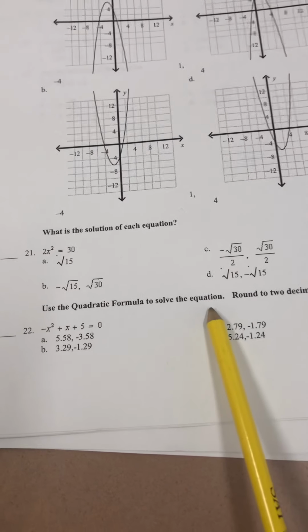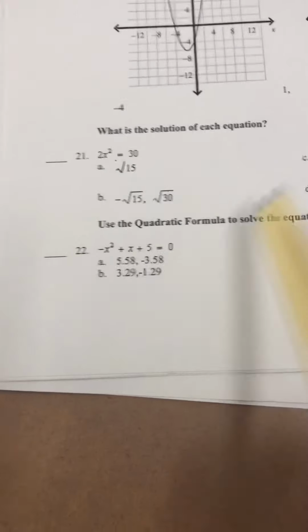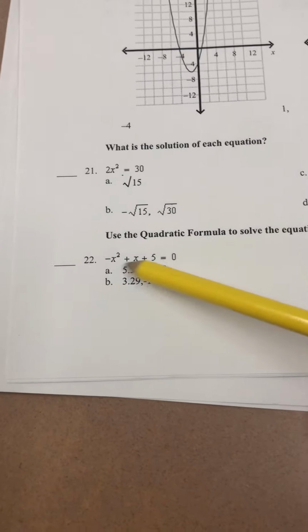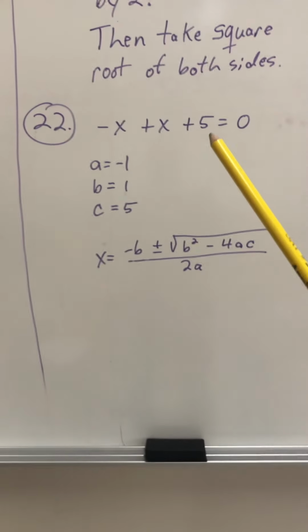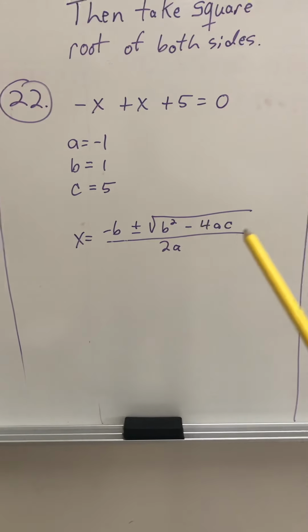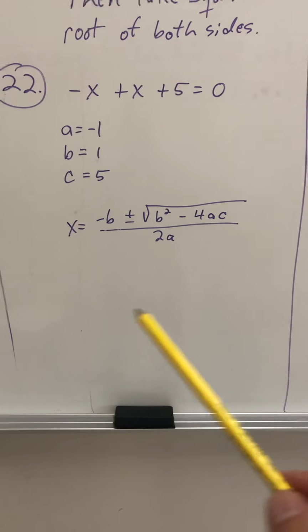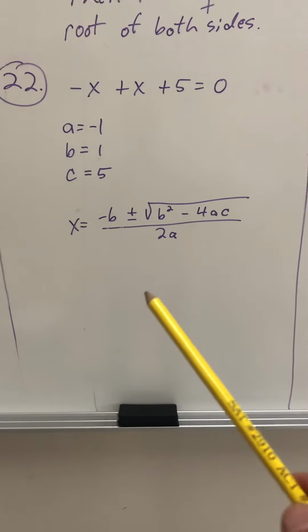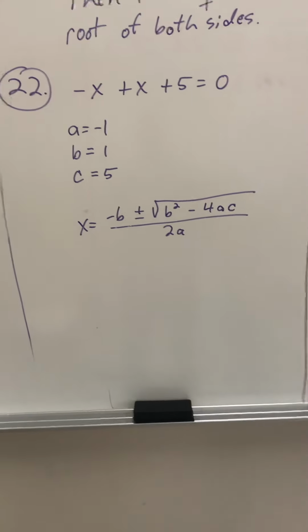22. Use the quadratic formula to solve the equation. Round to 2 decimal places if necessary. So what you're going to do with this one is take these values and put them into the quadratic equation. So your A value is -1, your B value is 1, your C value is 5. Plug your A, B, and C in. My suggestion is to work on the discriminant first, and then take your -B plus that divided by 2 times A, and then take -B minus that divided by 2 times A.